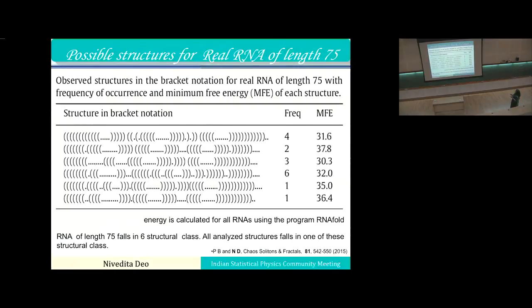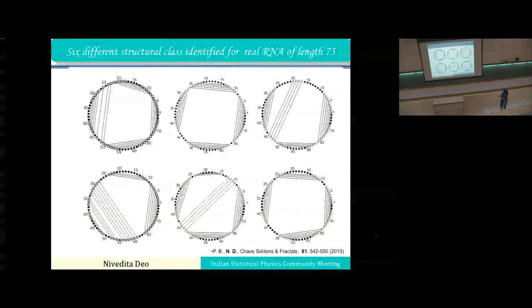It looks like the most abundant occurrence of structure is not at the least minimum energy. So these are the different structures that this group of 75 RNA take.